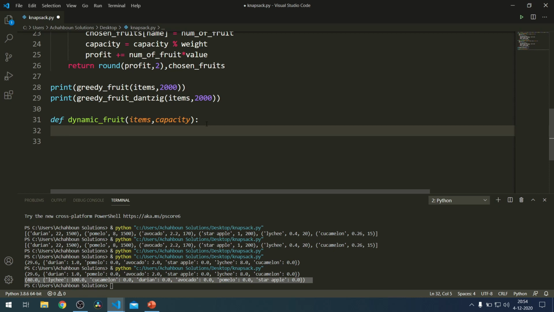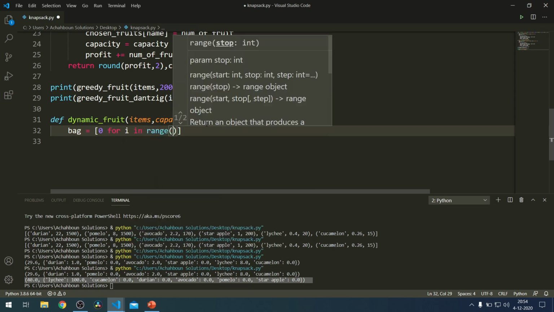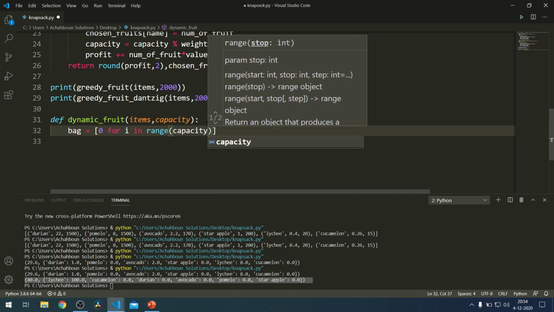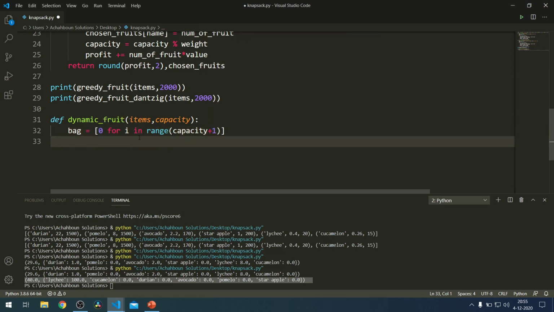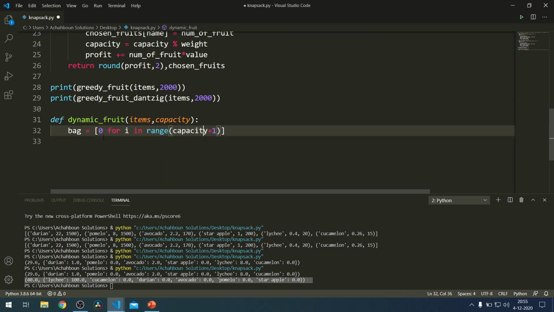So in order to do this, we basically need to define a list to keep track of all of these values. I'm just going to call it bag, and this bag is just going to contain zeros at the moment. And so this is basically a list comprehension, or like a for loop inside of this list. It's just very fancy notation, but what it actually does is just put capacity plus 1 zeros in this list.